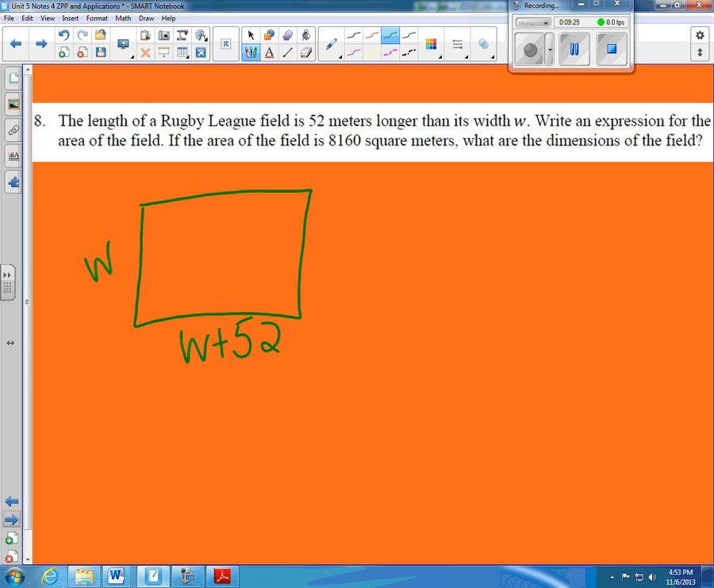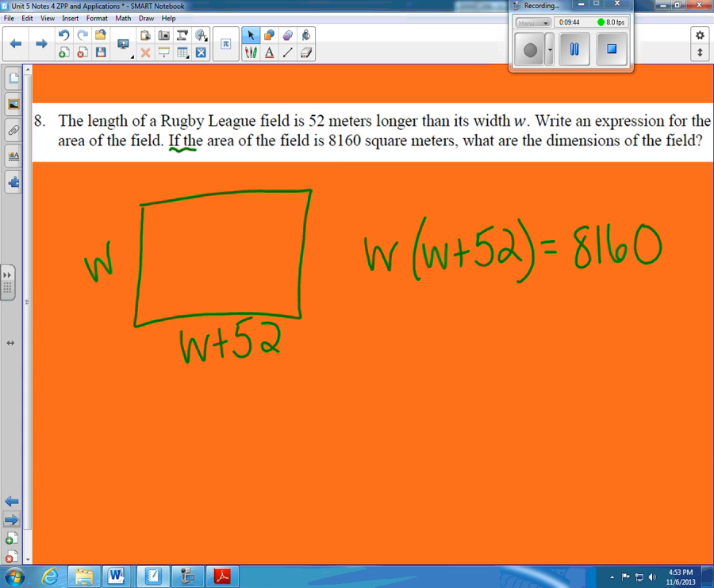Area of a rectangle, length times width. I'm going to take W times W plus 52. And the next sentence says, if the area of the field is 8160 meters, what are the dimensions of the field? Ooh, this one's not equal to 0. See if you can get it set up so it's equal to 0. Get rid of those parentheses and get it equal to 0.